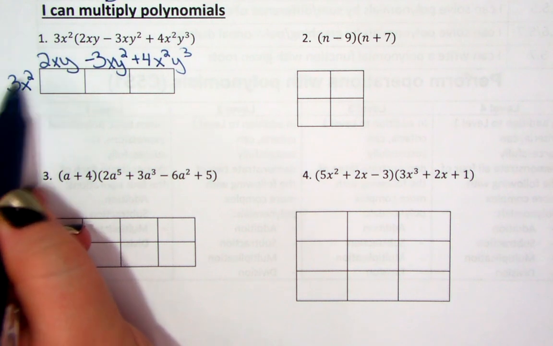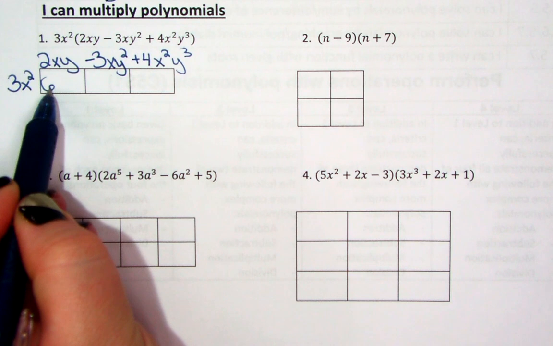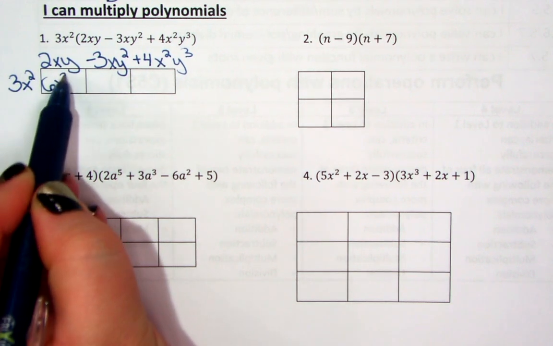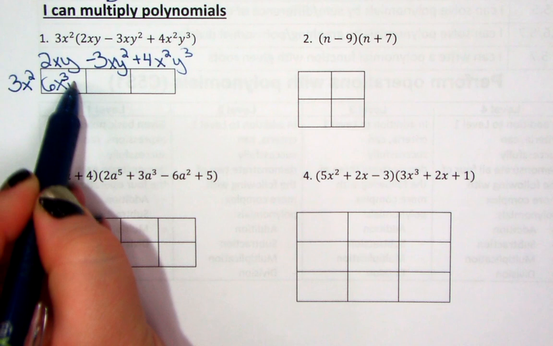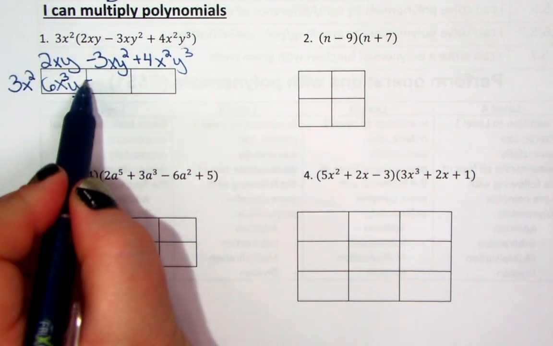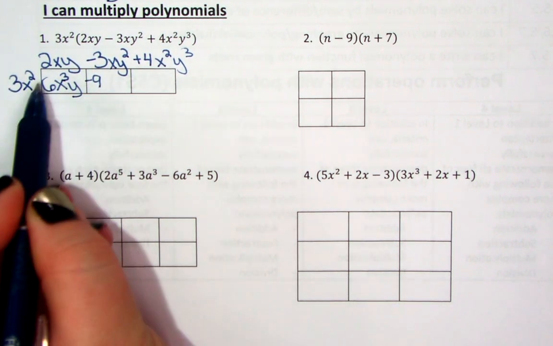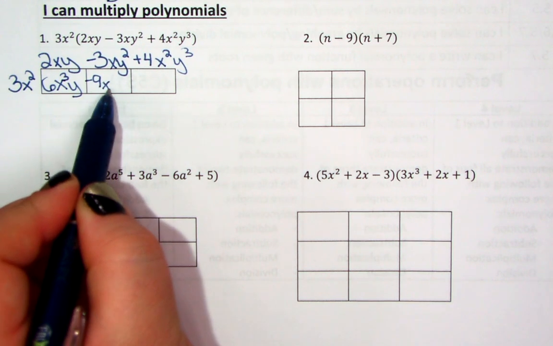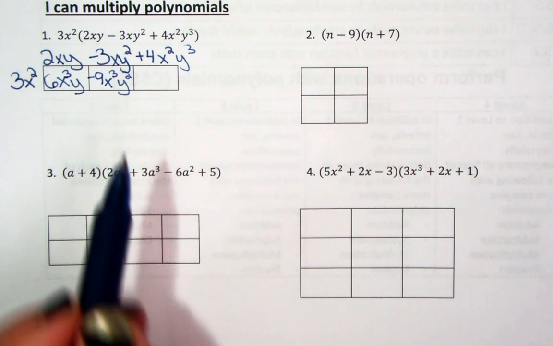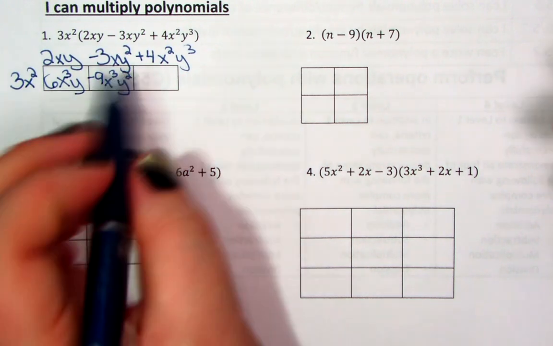So we have 3 times 2 is 6. X squared and x gives me x to the third. And I've still got my y. Negative 3 and 3, negative 9. X times x squared, x to the third, and this time I have a y squared still. 4 times 3 is 12.